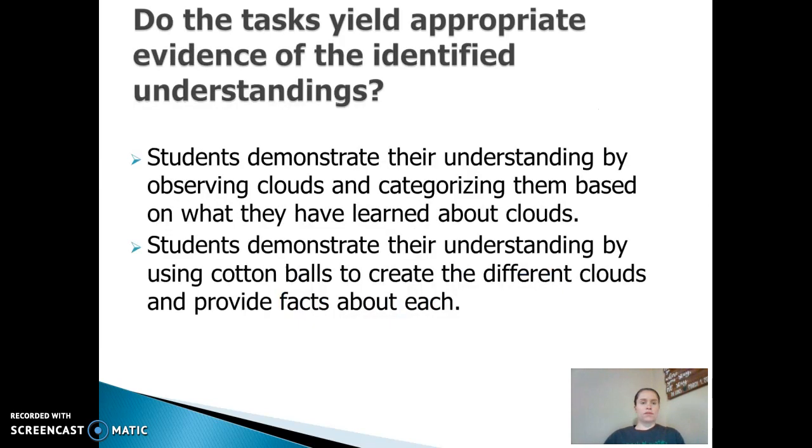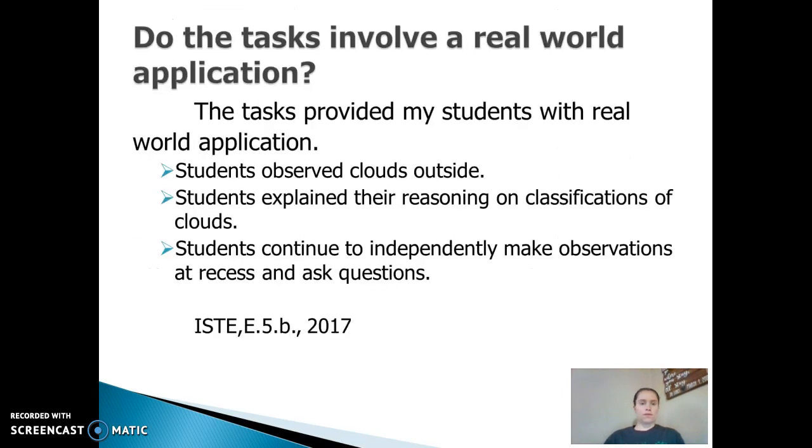Do the tasks yield appropriate evidence of the identified understandings? I said yes. The students demonstrate their understanding by observing clouds and categorizing them based on what they've already learned about clouds. And also, students demonstrate their understanding by using cotton balls to create the different clouds and provide facts about each. So the students had to really understand the types of clouds and what kind of weather they bring in order to actually make them and provide facts with them.